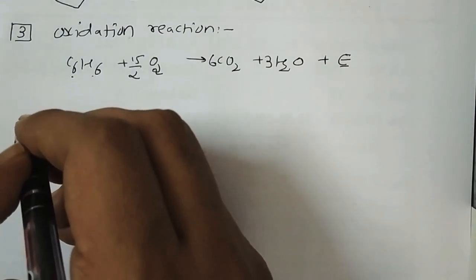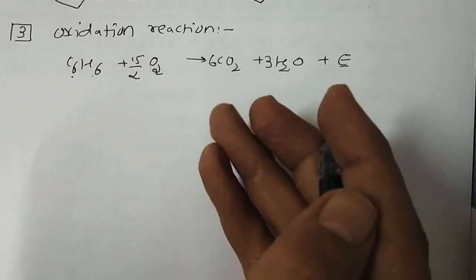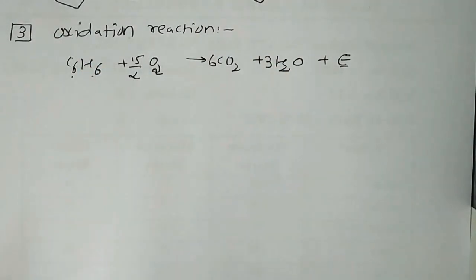So the general combustion reaction for any hydrocarbon may be given in the following equation: C6H6 plus 15/2 O2. Controlled oxidation with air, oxidation with potassium permanganate, or oxidation with ozone are presently not discussed in our NCERT textbook. So this is all about the chemical properties, or chemical reactions, of benzene at our textbook level. Thank you very much.